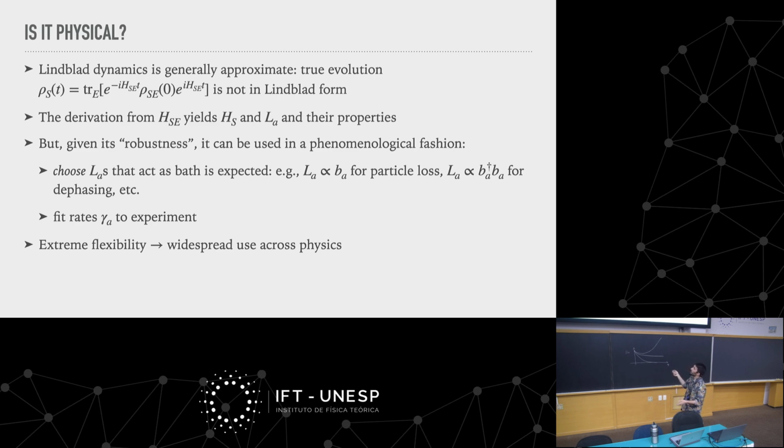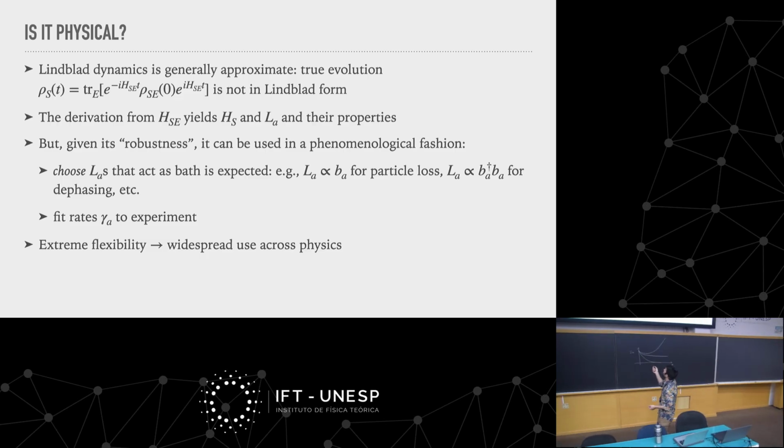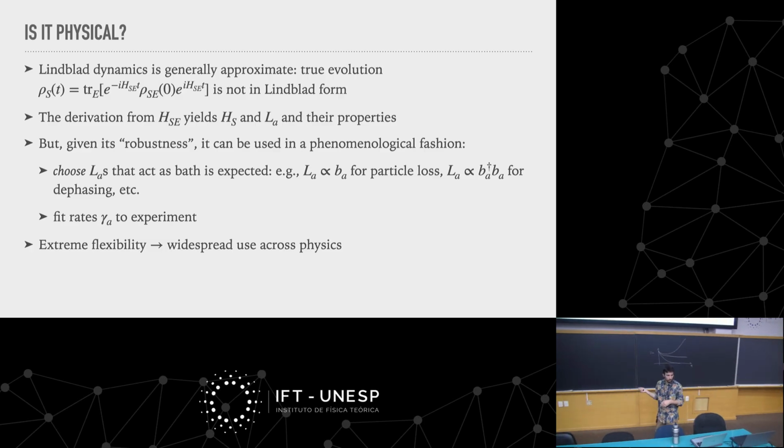However, this equation is very robust in the sense that, again, it always preserves the physical soundness of the solution. So many people use it essentially in a phenomenological way, in which you guess or choose the jump operators according to your physical intuition of what the environment is doing. If the environment is subtracting particles from your system, then the jump operators are going to be annihilation operators. If you have just dephasing, it's number operators, and the list goes on. This has some success as an approach.